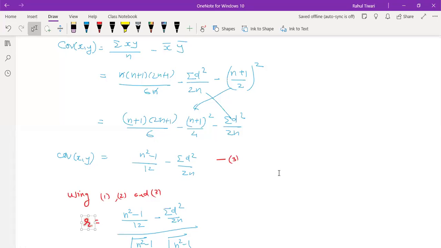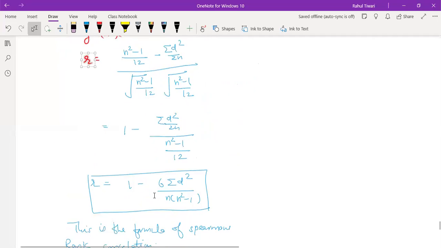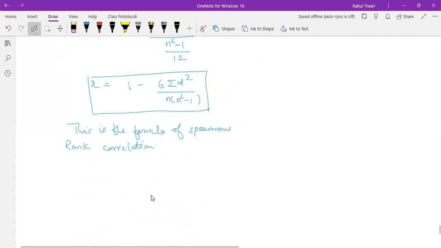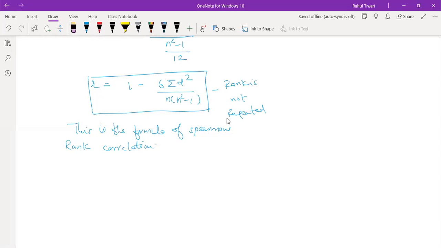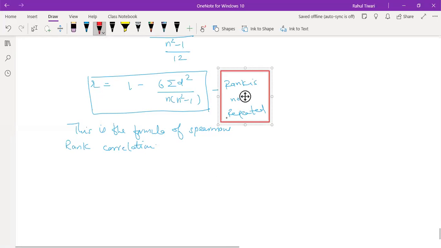So when rank is repeated, what is the formula? This is the formula used when the rank is not repeated. Very, very important. But what happens when the rank is repeated? That we can see.